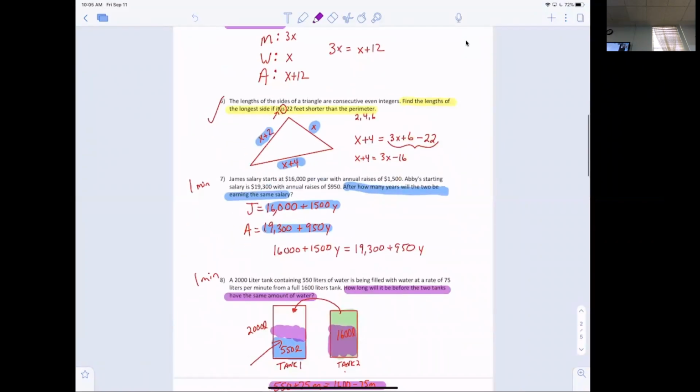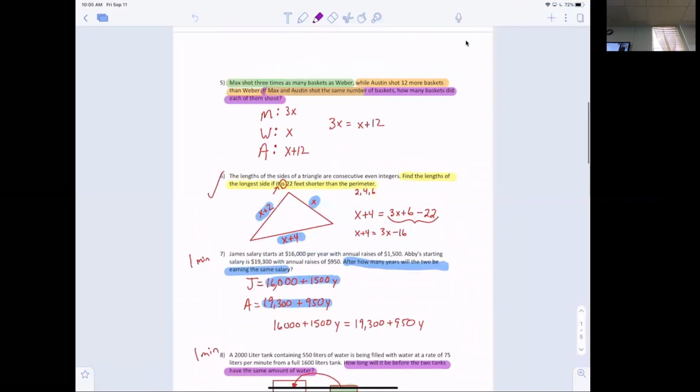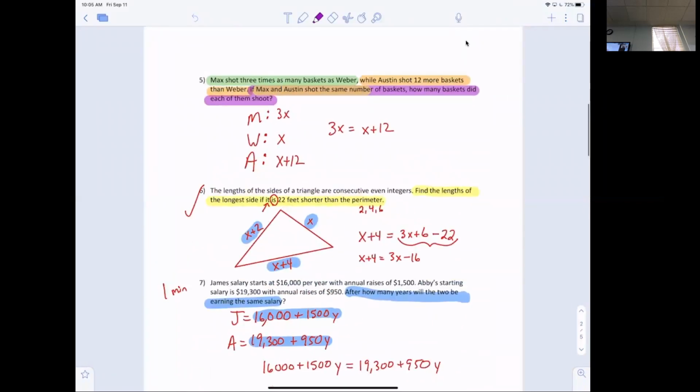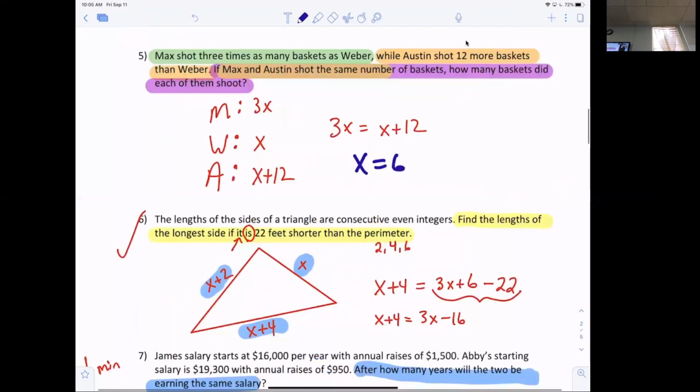So question number 5, tell me. I got x is 6. Okay, let's look at that. I'm agreeing with you, x equals 6. Then it says how many baskets did you shoot? So we have M is x is 18 and a is 18. All right, thank you. And again, you check because these two are equal. That's what we said. Anybody have any questions with solving that equation?